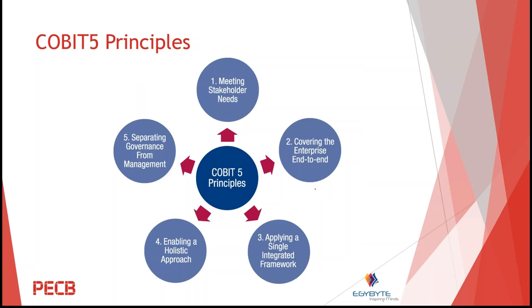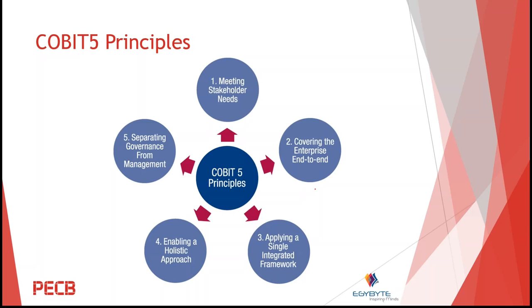Then you should have control over the enterprise end-to-end, because if you don't have this control and this power, you will not be able to achieve stakeholder needs. Then, principle number three, applying a single integrated framework. As we have seen in a previous slide, we have many frameworks and standards combined in just a single framework, which is COBIT5. So now we have an integrated framework. It has a lot of best practices and requirements from frameworks and standards, and we can combine them in one integrated framework. Implementing it in our organization will help us grow.